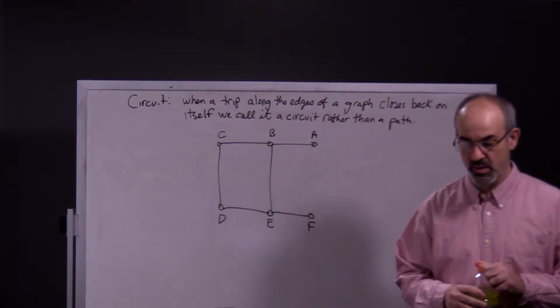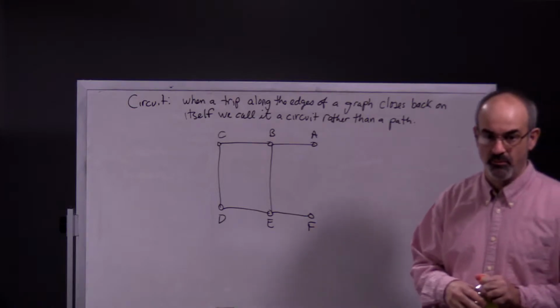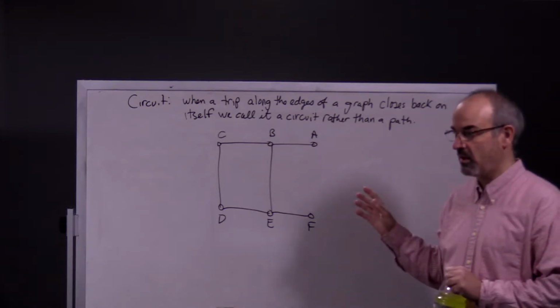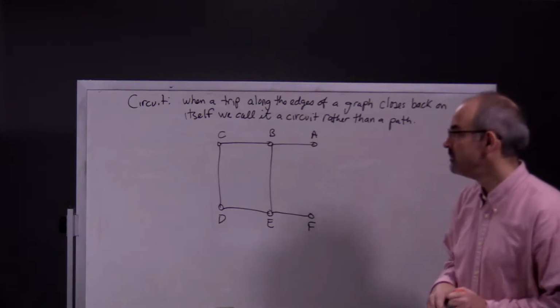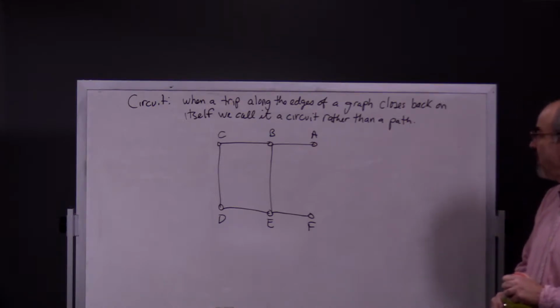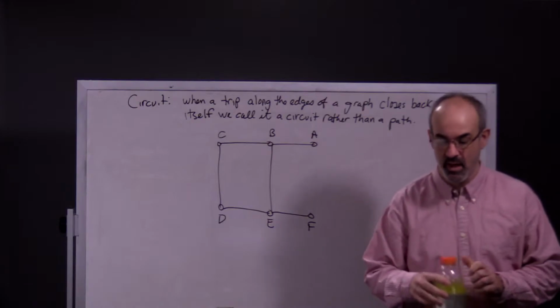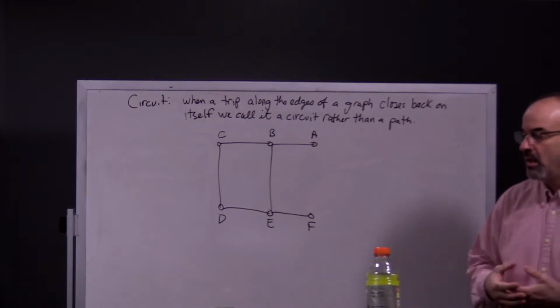So let's talk about what a circuit is. Okay, so we just talked about what a path was, and basically you can tie a circuit to what a path is. So circuit: when a trip along the edges of a graph closes back on itself, we call it a circuit rather than a path. So basically a circuit is similar to a path.